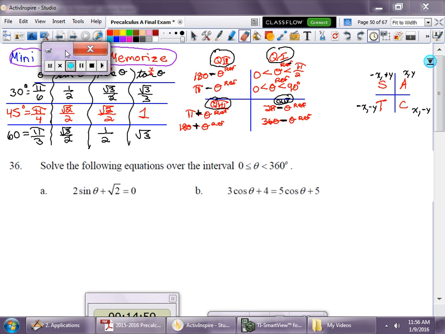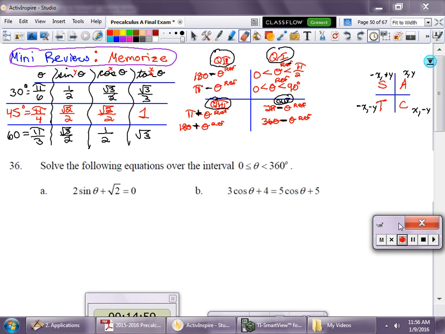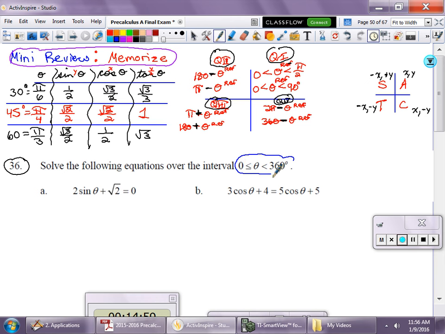Okay, we are going to look at question number 36, which has a lot of hidden detail. And as I circle 36, I want to review what we're asked to do. It says solve the following equations on the interval of 0 to 360 degrees, which means set your calculator to degree mode. Okay? Set your calculator and your mind.